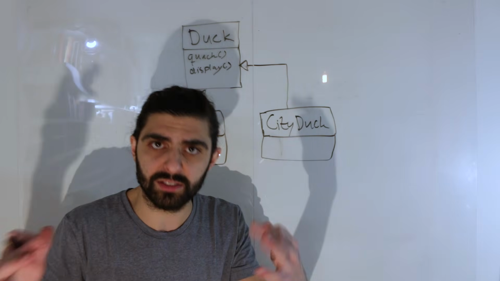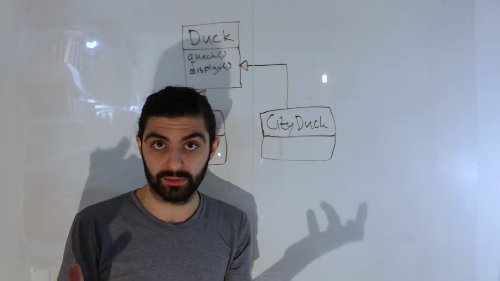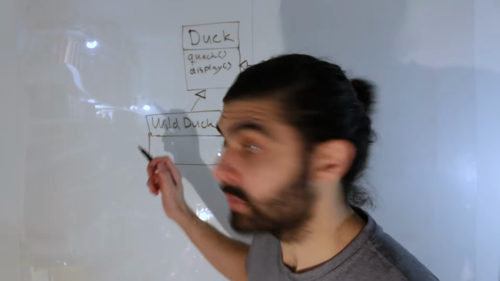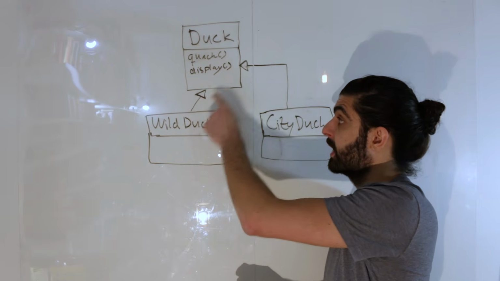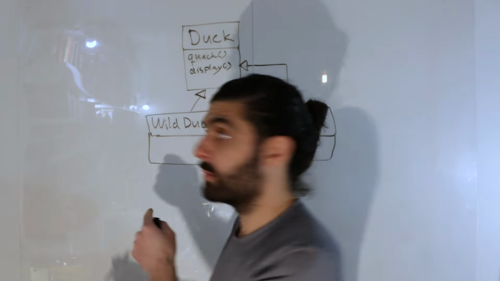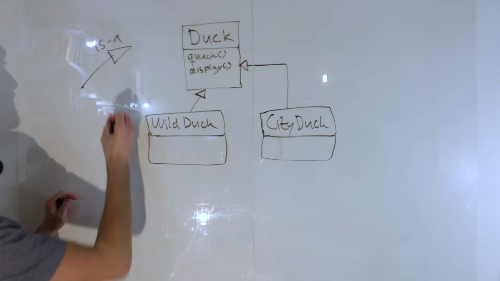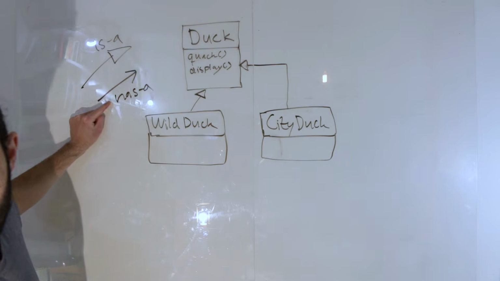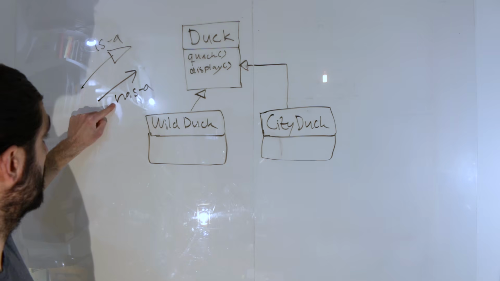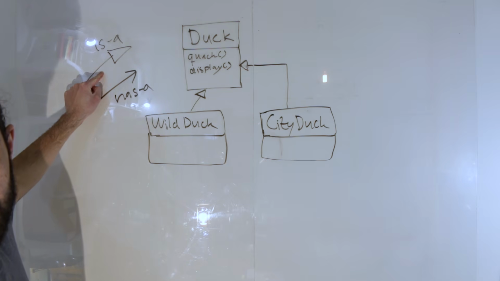Makes no sense, but it doesn't really matter. The point is that we have two types of ducks. And notice how I make use of this kind of arrow and this kind of arrow. So in UML, this is is-a and this is has-a. So composition is this one, inheritance is this one.